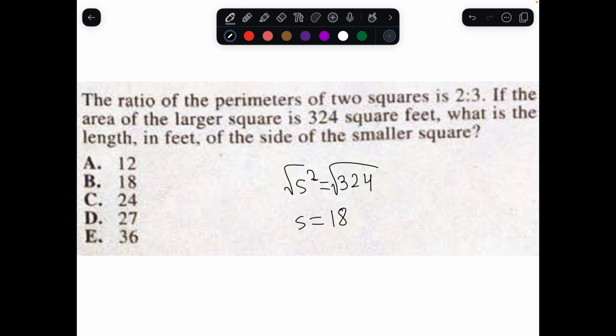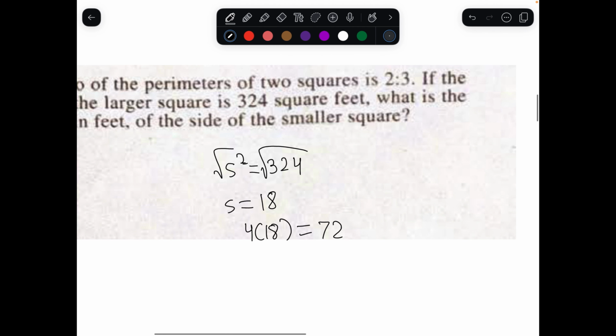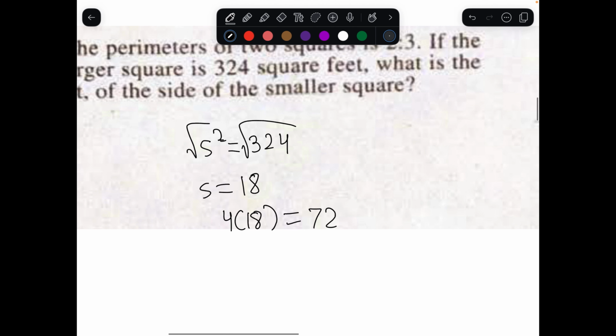Remember, to find the perimeter, you add up all the sides. All the sides in a square are equal, and there are 4 sides in a square. So you're just going to add 18 4 times, which is the same as multiplying 4 times 18, which equals 72. Now we can use this ratio to figure out the perimeter of the smaller square.